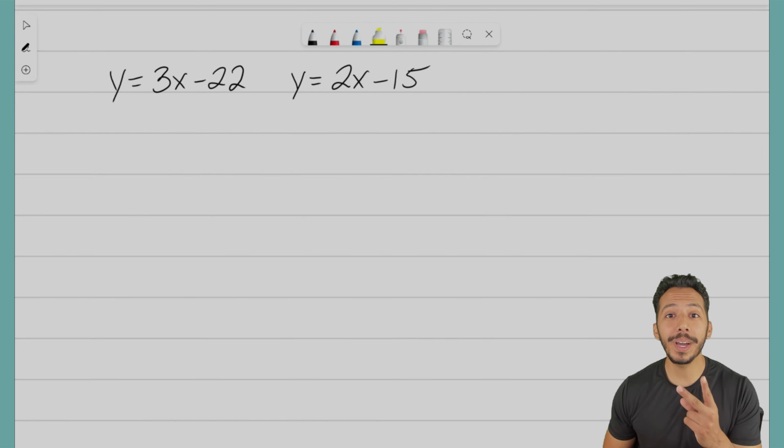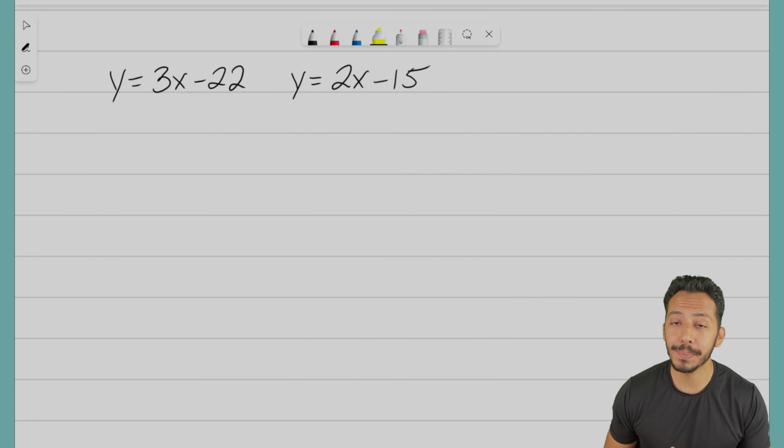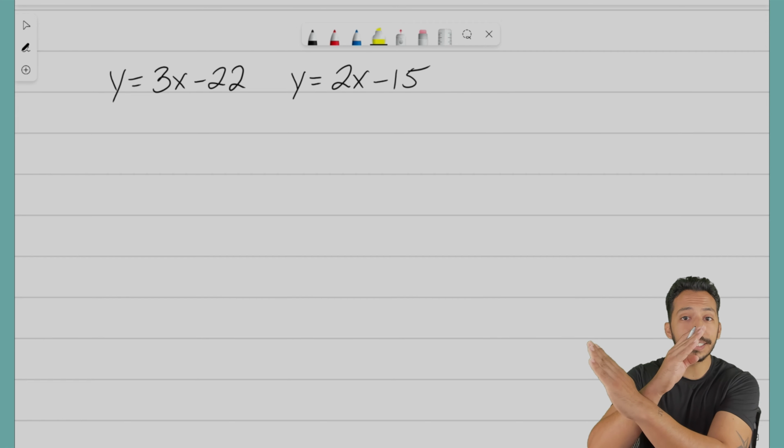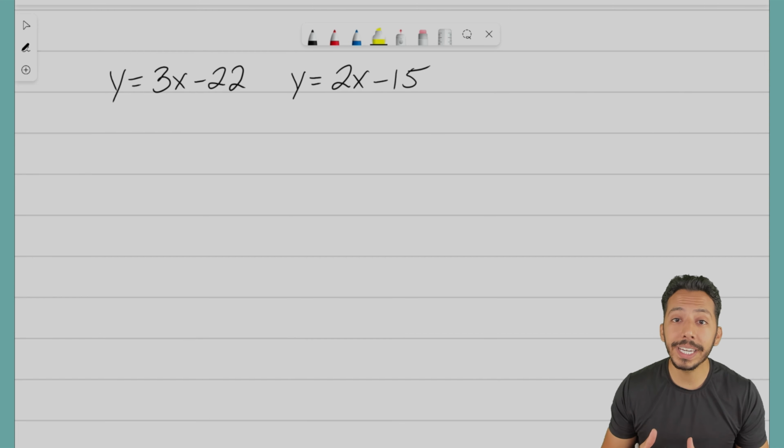We have two equations here. I see that we have y equals 3x minus 22. We also have y equals 2x minus 15. These are both linear equations, right? mx plus b. They are written in that format there. And so I know that those represent lines. So when we're asking to solve a system, we're really asking to find out where those two lines intersect. We want to know what that coordinate point is. And we can do that using the equal values method.